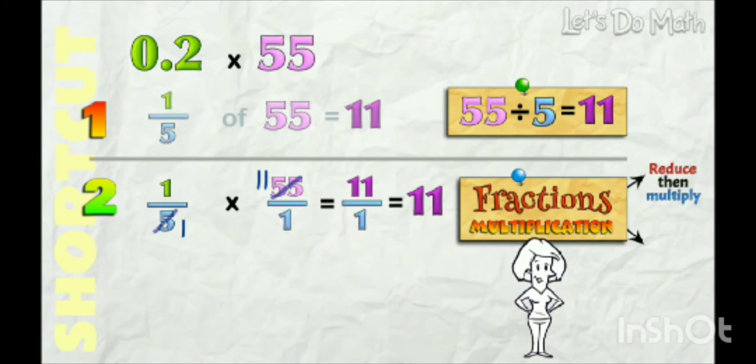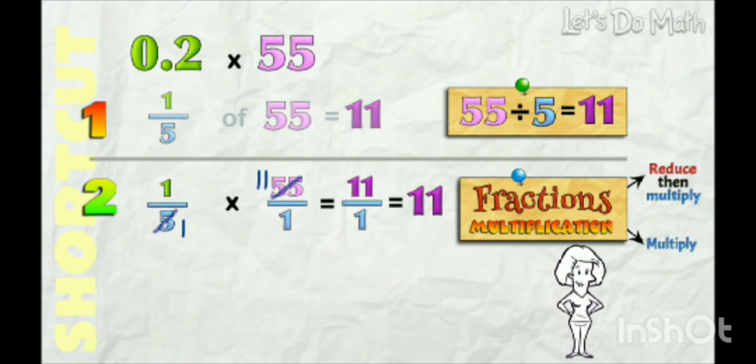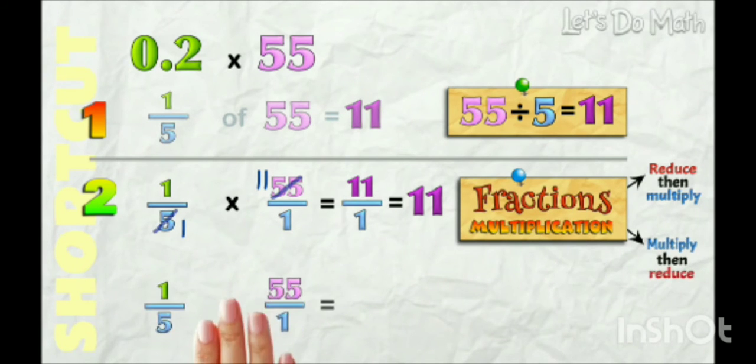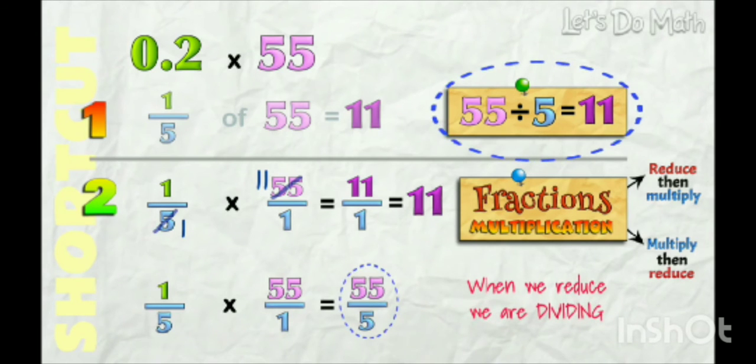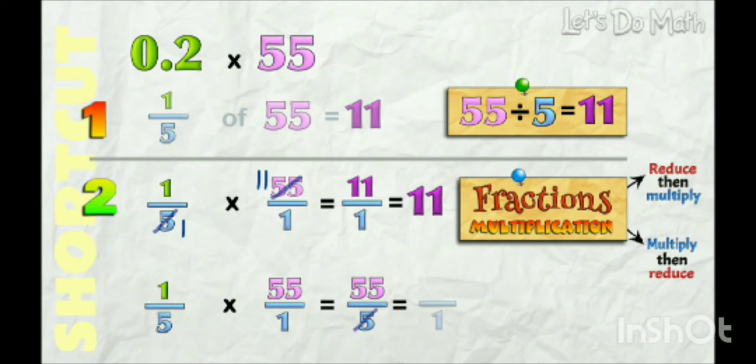Or the second way we could work here is to multiply first and then reduce. Set it up again, and multiplying across we get 55 over 5. When we reduce, we're dividing. This means 55 divided by 5. Here we get 1, and up top 11, and of course that also equals 11.